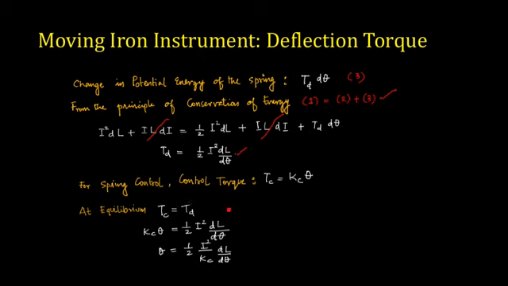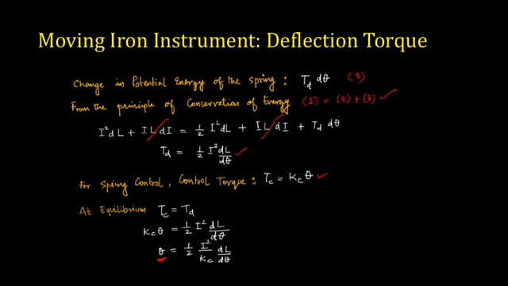While you are using a spring control, the control torque can be given by Tc equal to Kc θ, where Kc is the spring constant and θ is the angle by which the spring is deflected. At equilibrium, the point at which your deflection torque balances your control torque, you can equate Kc θ equal to half I² dL by dθ. So θ is equal to half I² dL by dθ divided by Kc. Here you can see a relationship between θ and the current.